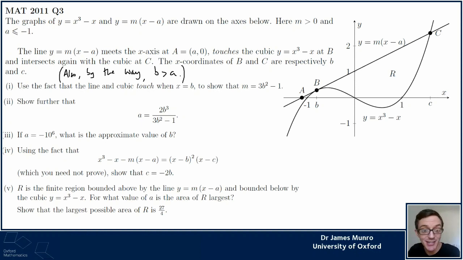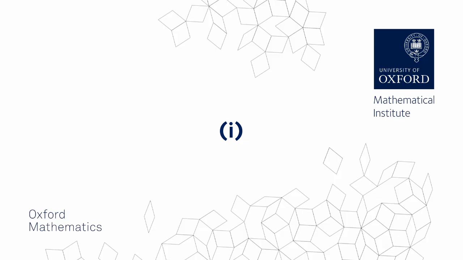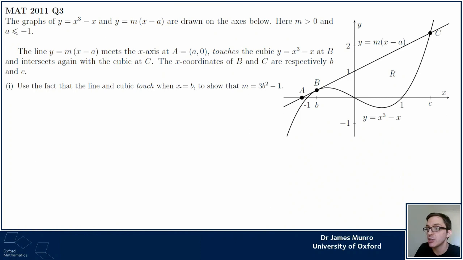For the people who weren't here last week, I'm going to speed run through the first couple of parts, and then we're going to talk about parts 3, 4 and 5. Use the fact that the line and the cubic touch when x equals b, and that means they've got the same gradient. We've got an equation for the cubic, so the gradient there is 3x squared minus 1 at x equals b. That's supposed to be equal to the gradient of the line, which is m.